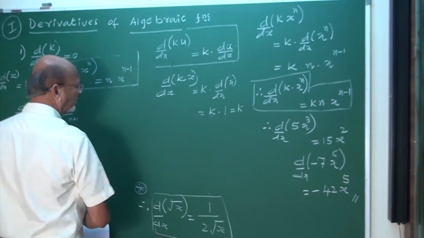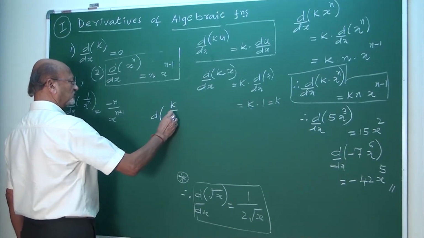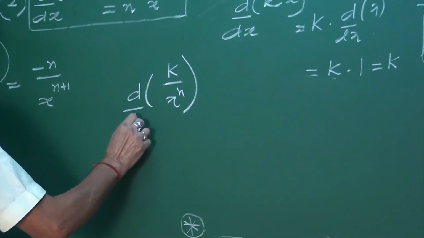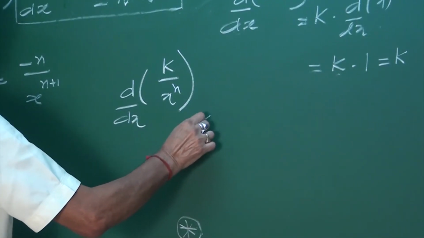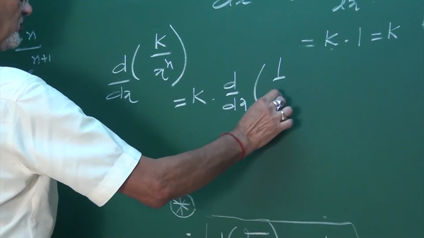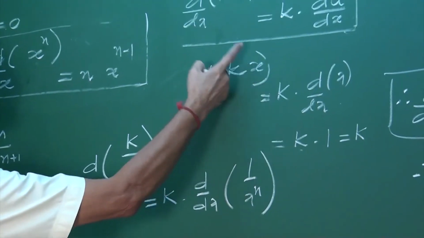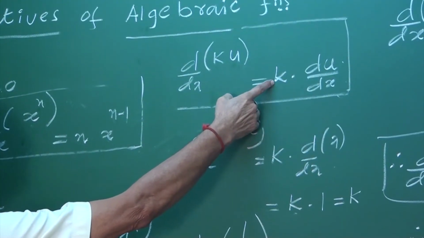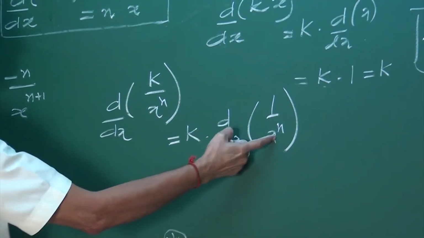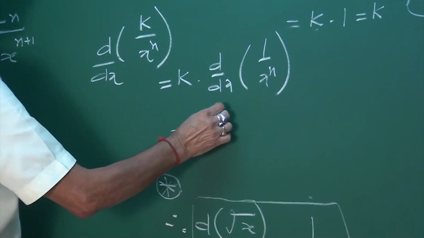Third is the derivative of k upon x to the power n with respect to x. This is k into d by dx of 1 upon x to the power n. Keep k outside the derivative sign. What is left inside? 1 upon x to the power n.